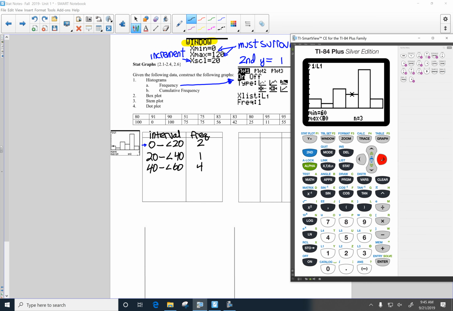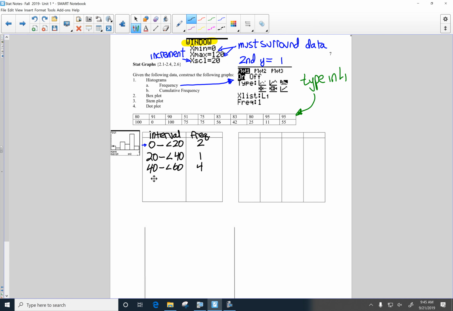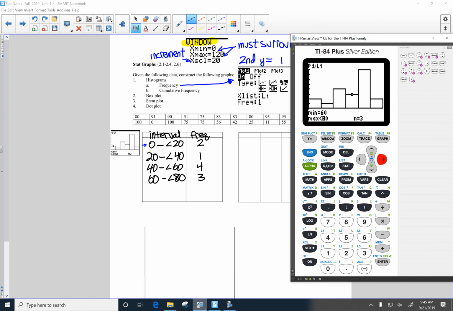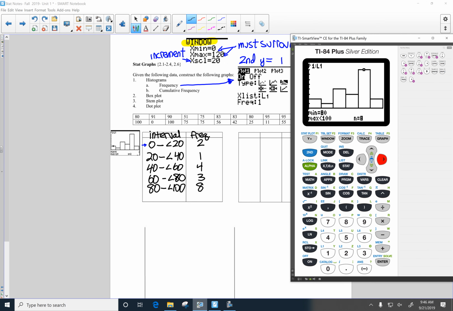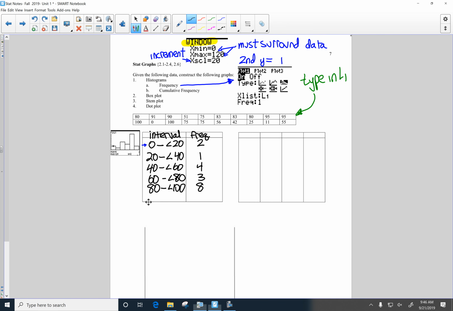Hit the right arrow, 60 to less than 80. Right arrow, 80 to less than 100. Already forgot the number. 8 of them. 8 of them, wow. And then the last one is 100 to less than 120, and there's 2 of those.